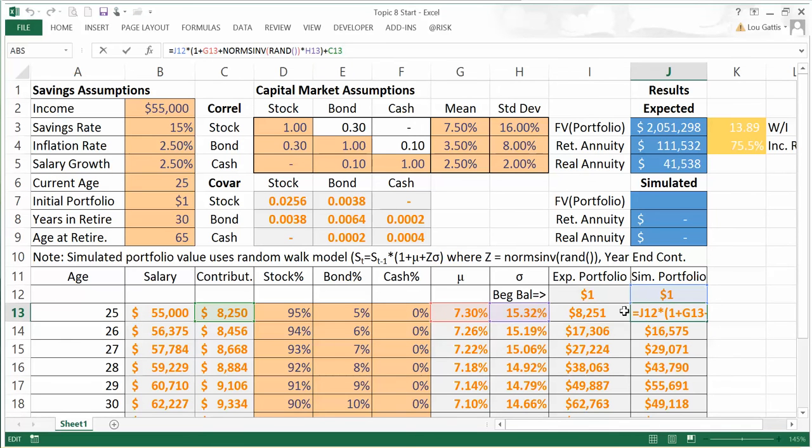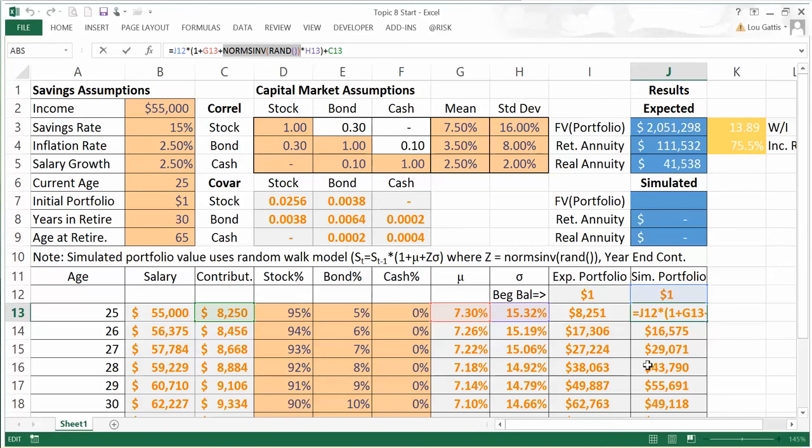My simulated portfolio value is equal to the value before times 1 plus the mean, so that dollar is expected to grow by 7.3% in the first year, plus a random number, and we're going to use our Excel function NORM.S.INV(RAND()).